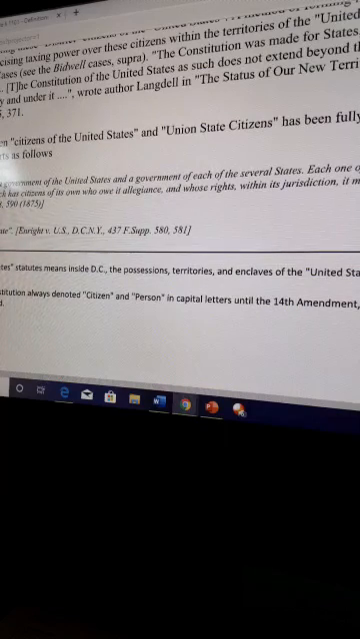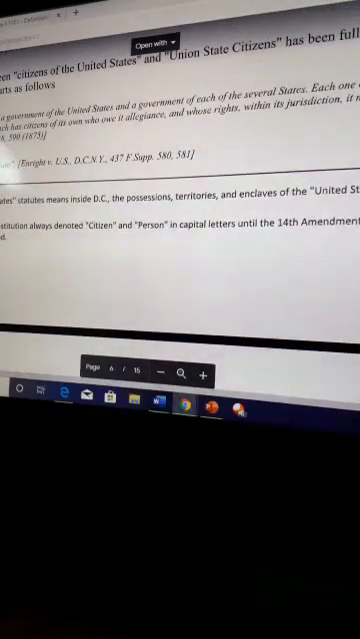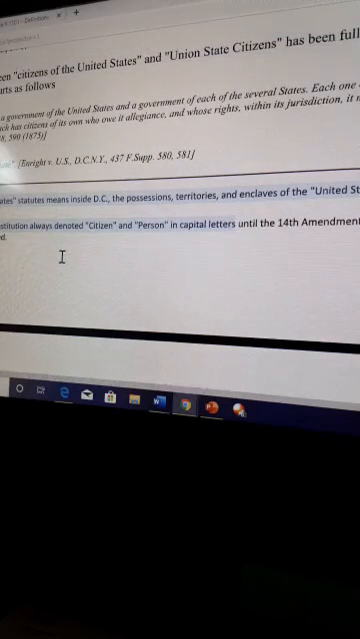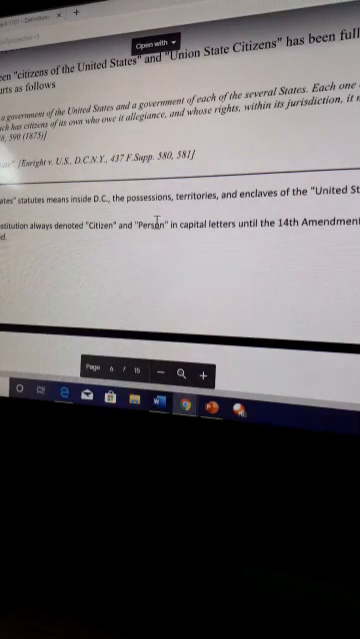The federal government is a state. Enright v. U.S., D.C.N.Y., 437 F. Supp. 580, 581. Now, interesting here in the footnotes is what we're going to go over. Domestic. In the United States, statutes mean inside D.C., the possessions, territories, and enclaves of the United States, i.e., federal states. Please note that the U.S. Constitution always denoted citizen and person in capital letters until the 14th Amendment, ladies and gentlemen, where citizens and persons were not capitalized any longer.